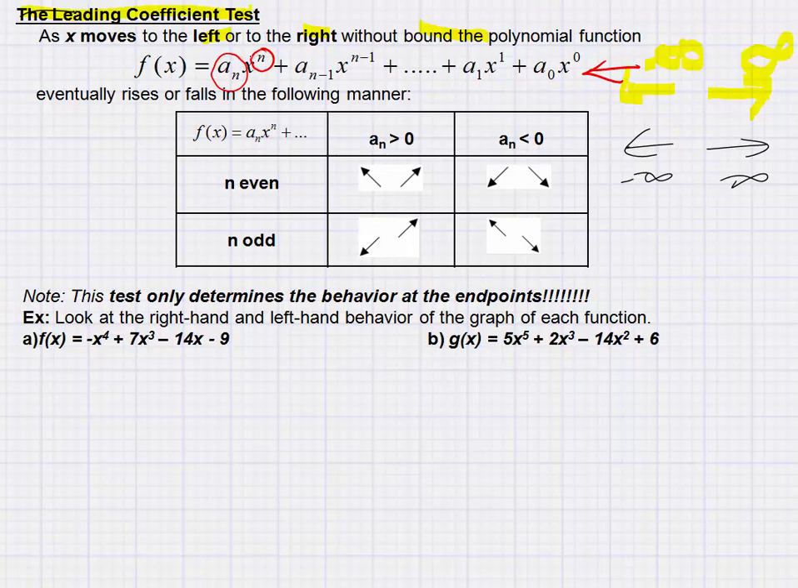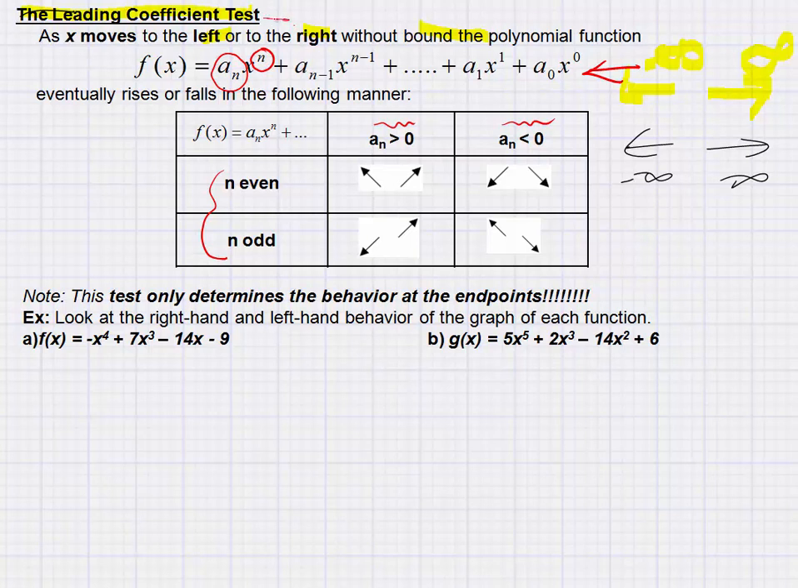I'm going to look at these 2 things, and this is going to determine what happens at the ends of the graph. So if the degree is even or odd, and if that leading coefficient is greater than 0 or less than 0, I'm going to determine what happens at my graph. So I need two things, the leading coefficient and the degree. So this is called the leading coefficient test, but you don't primarily just look at the leading coefficient.